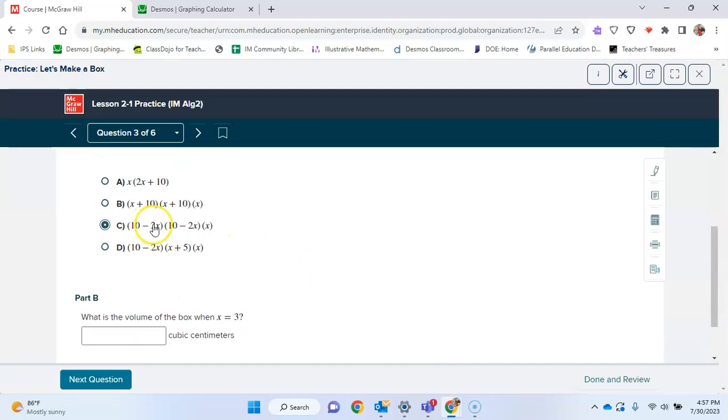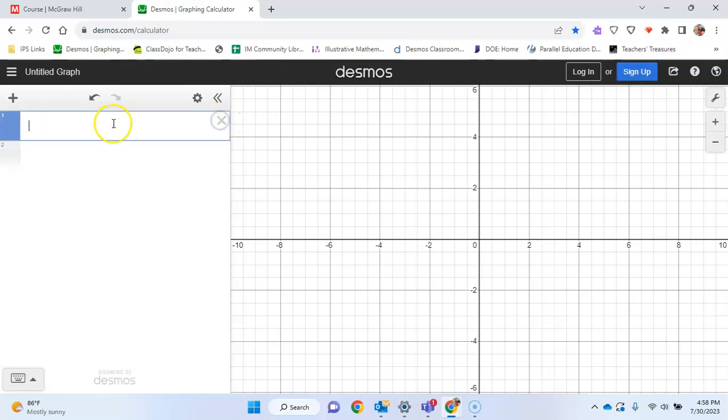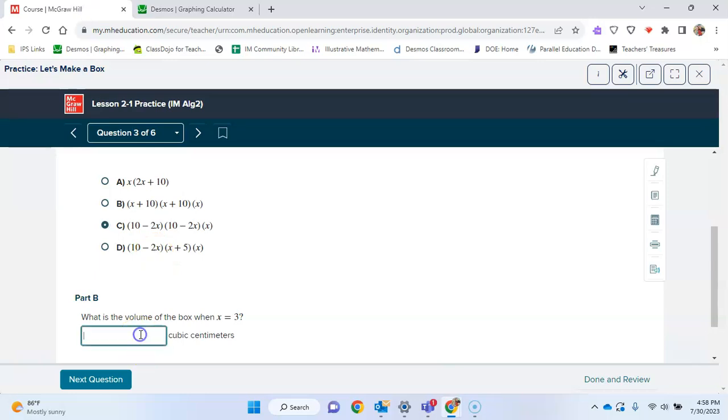Okay, if we replace X with 3, 2 times 3 is 6. 10 minus 6 is 4. The same for the second factor. 2 times 3 is 6. 10 minus 6 is 4, times 3. So this would be 4 times 4 times 3. To do times, you do shift 8. It's 48 cubic centimeters.